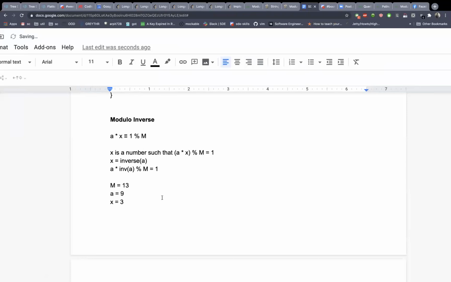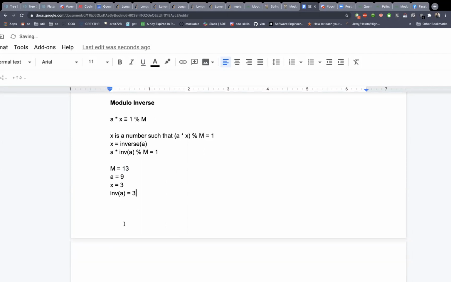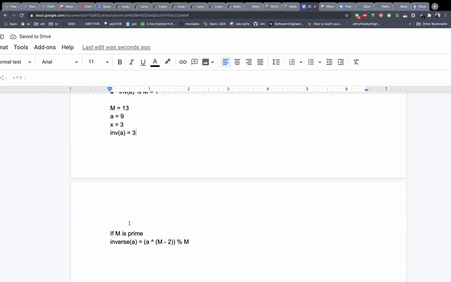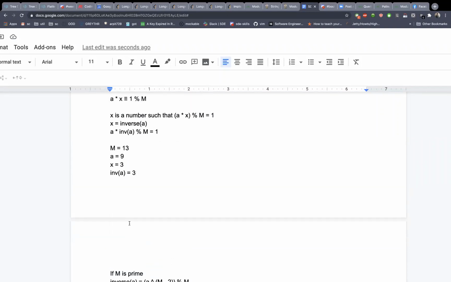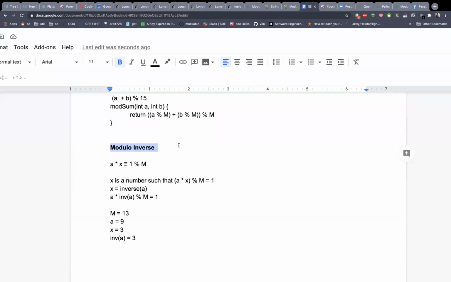So if you multiply 9 by 3, it is 27, and if you take its modulo with 13, then the answer is 1. So the inverse of a is 3 in this case. I hope that's clear. So inverse is always in the context of m. If m changes, the inverse changes. Inverse is always with respect to modulo, so that's why it's called modulo inverse.